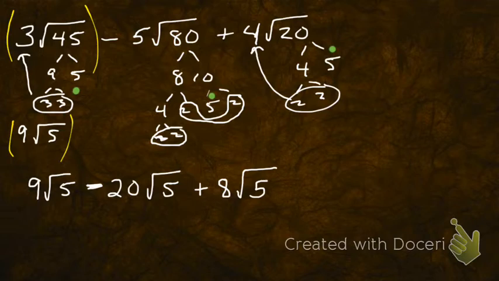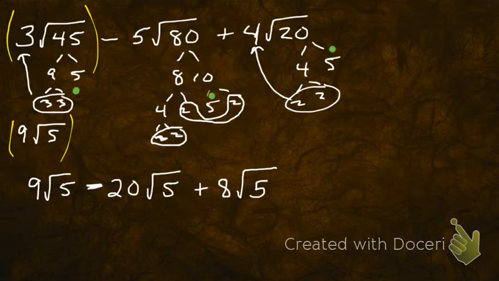To add or subtract roots together, the root part has to be a perfect match. So root 5's can be added together. A root 5 and a cube root 5 cannot be added together. A root 5 and a root 7 cannot be added together. They have to be identical.